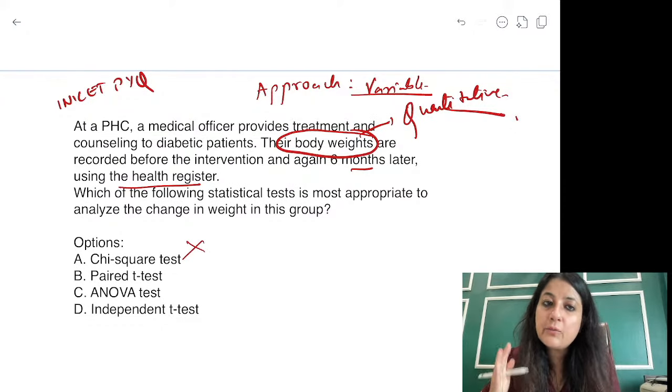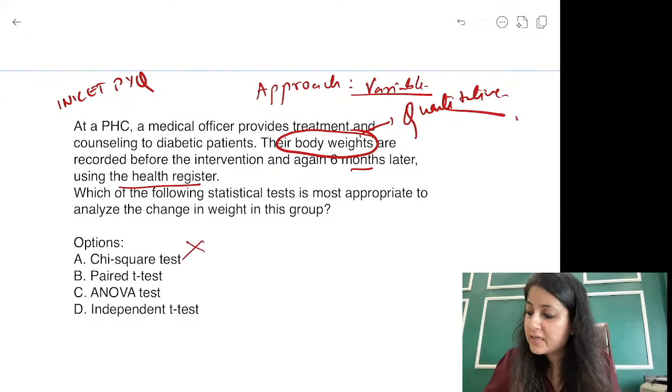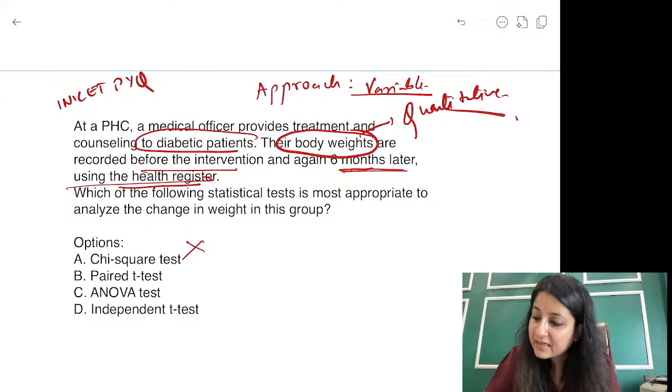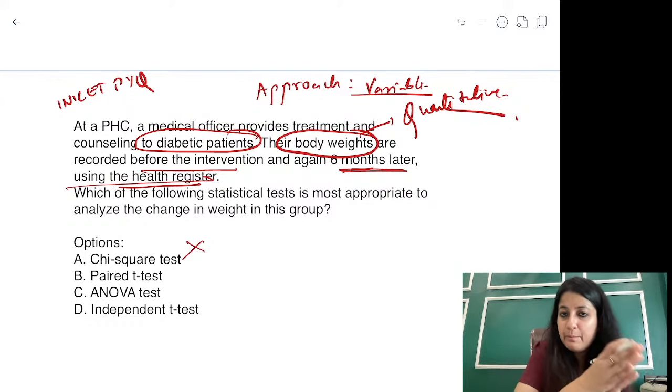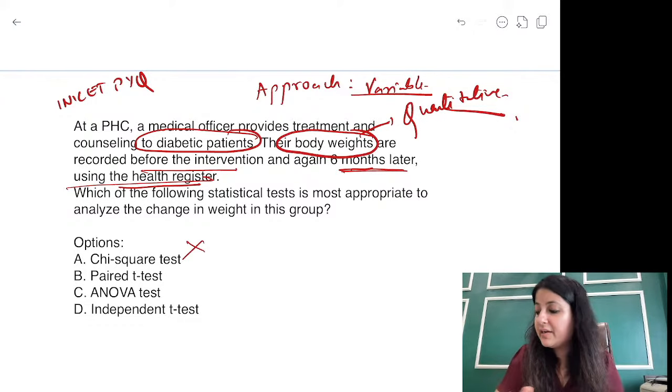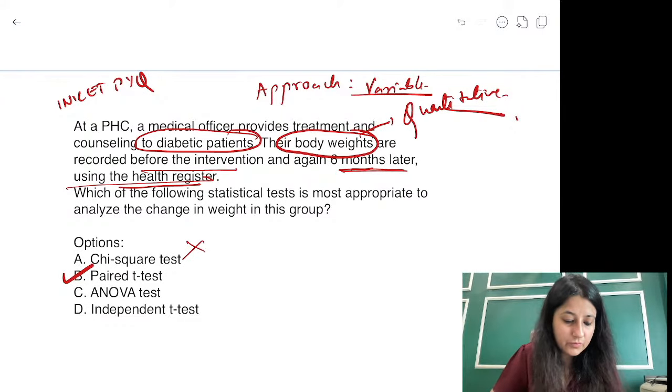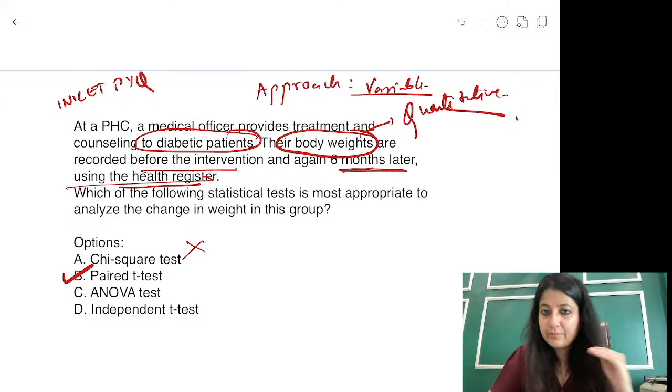Now I have to say 1 group, 2 group, more than 2 groups. So their body weights are recorded before the intervention and again 6 months later. That means you have a single group of diabetic patients. You are looking at the weight before intervention and after intervention. So which one will you use? A paired t-test. समझ में आया?